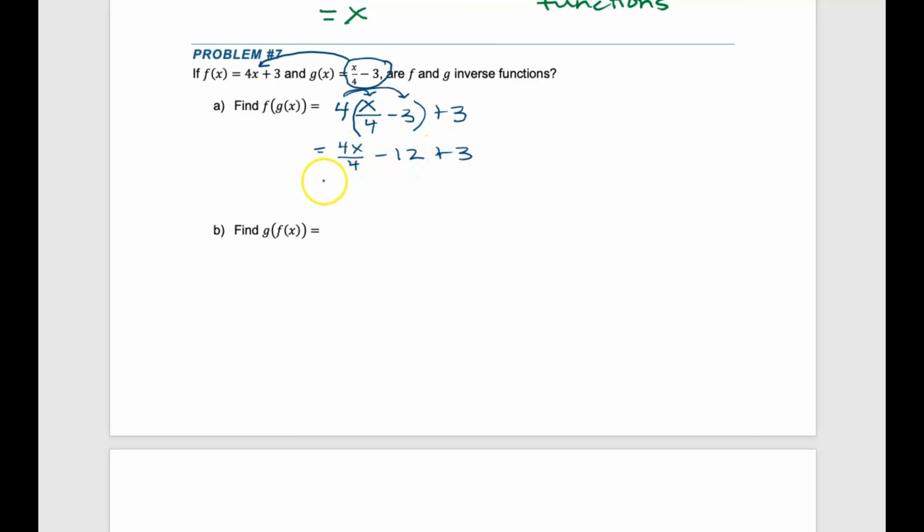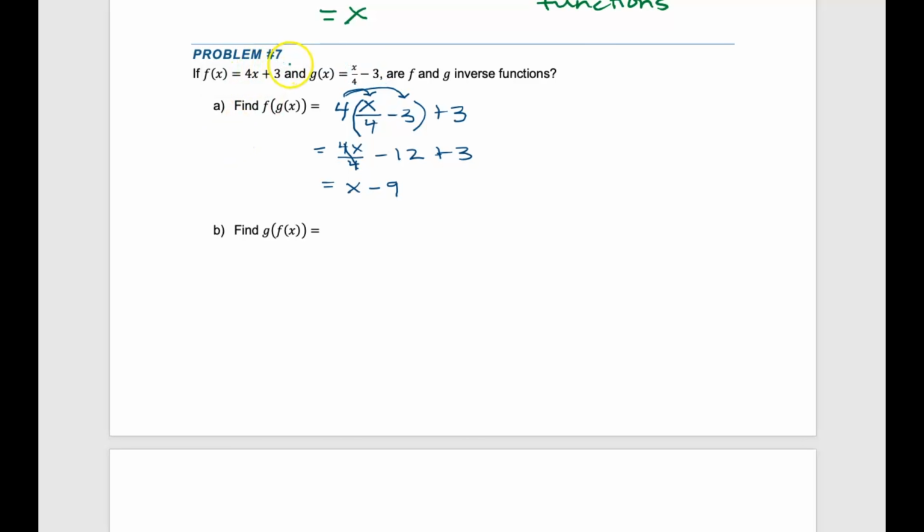Let's keep simplifying here. I've got x, and then negative 12 plus 3 is negative 9. So I get x minus 9, not just x. At this point, we could see these could not be inverses of each other if it doesn't equal x, but let's do the other way so we can see what happens there as well.